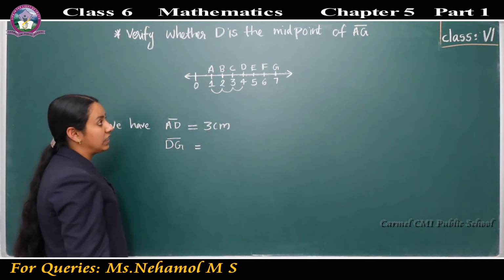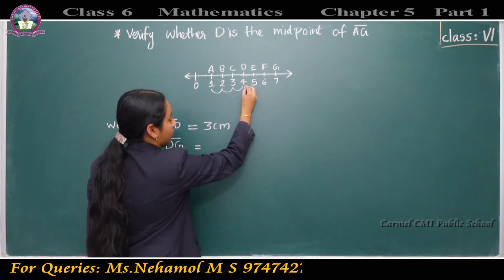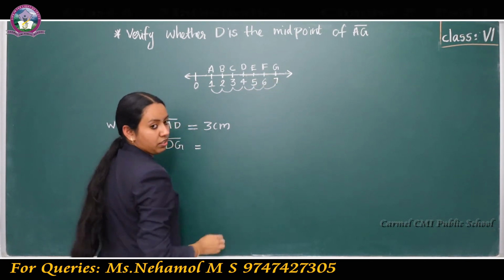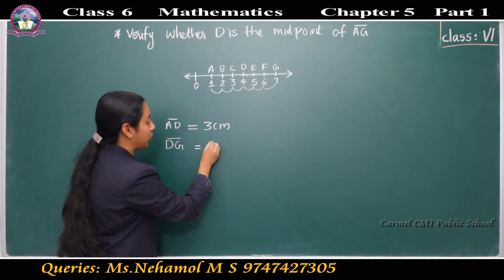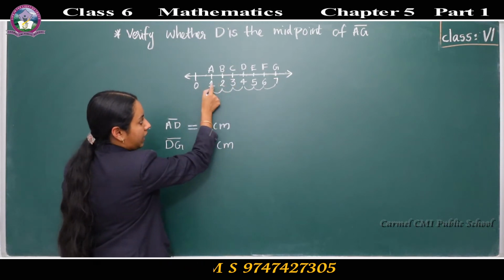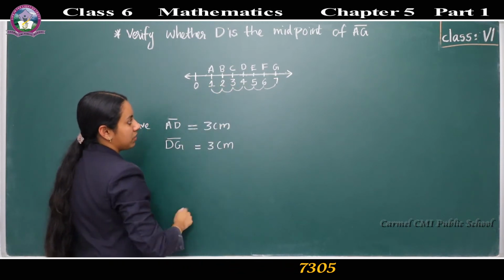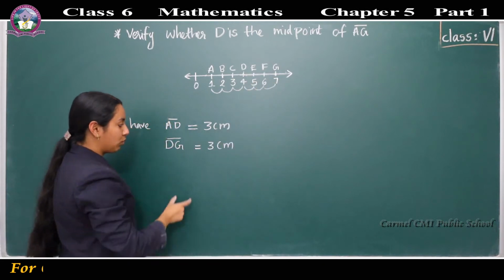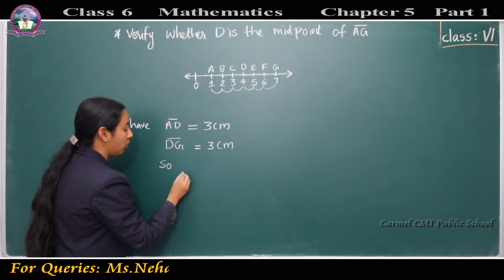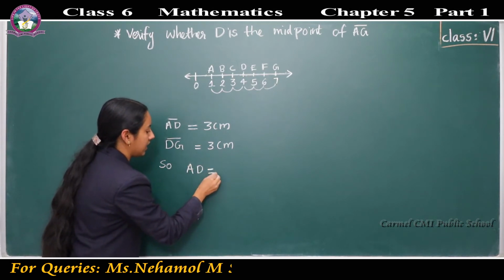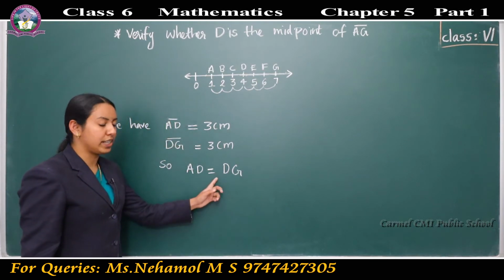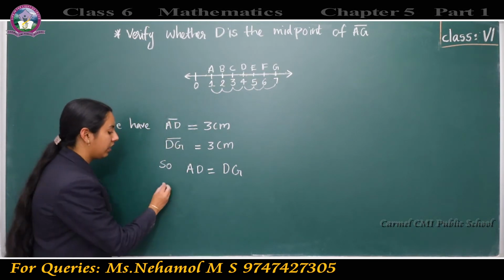Then what is DG? Here is also 4 to 5 1, 5 to 6 1, 6 to 7 1. So DG is also equal to 3 centimeter. AD is equal to 3 centimeter. DG also equal to 3 centimeter. So we can say AD is equal to DG.